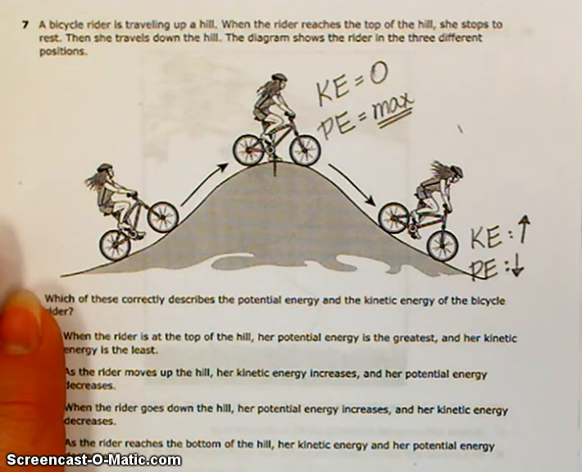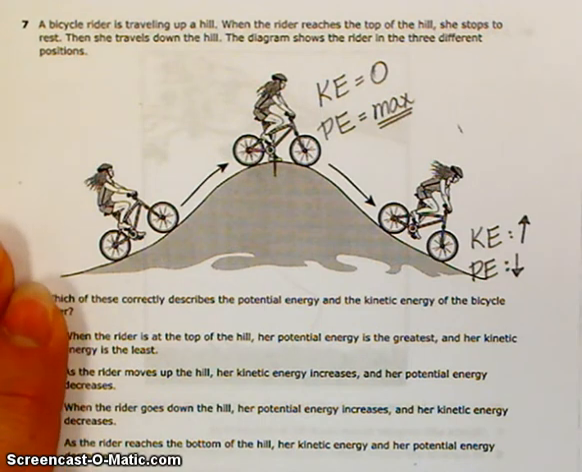Guys, remember, if she stopped at the top of the hill, kinetic energy there is 0, and potential energy, that's as high as she gets, so that's going to be the maximum for her potential energy. As she comes down the hill, kinetic energy is going to go up or increase because she's speeding up. Potential energy is going to decrease because she is getting closer to level ground.